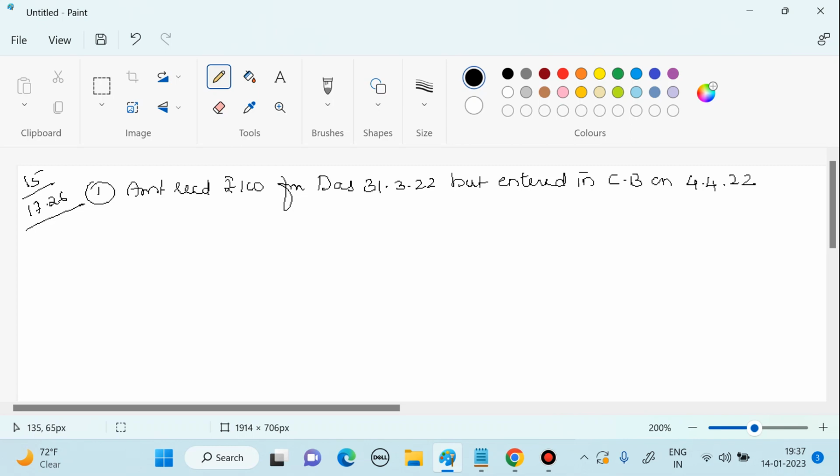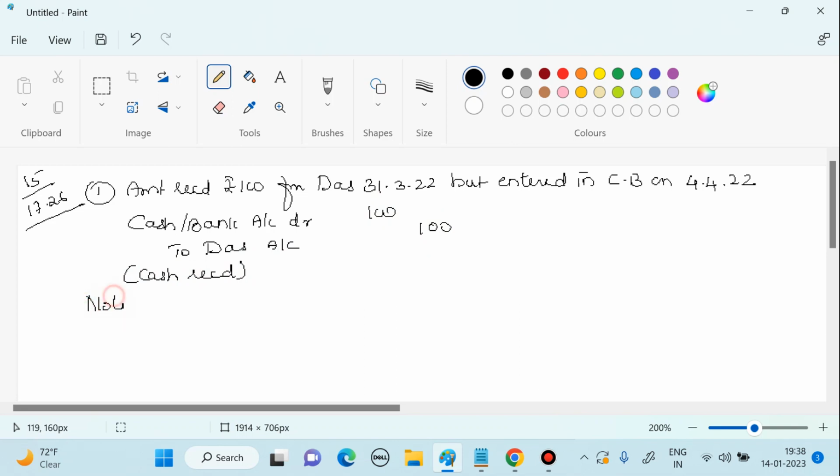So we pass an entry. What would be the entry? Amount of 100 was received from Das, nothing specified. So cash or bank account debit, because I'm not very clear whether it is a cheque or cash, so I'm writing that to be on the safer side, to Das account. Now, this way we have recorded this particular cash receipt. But the problem is they did record this transaction in the next year's book, in the cash book. So you write a note for that.